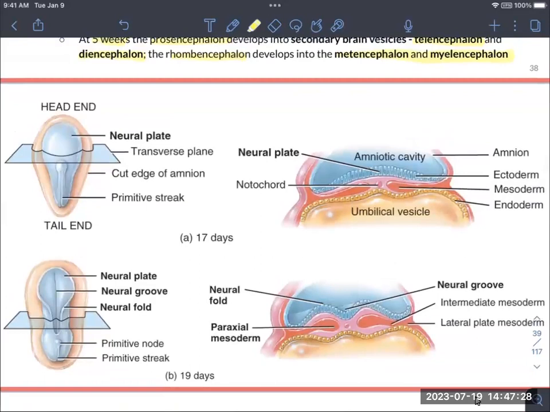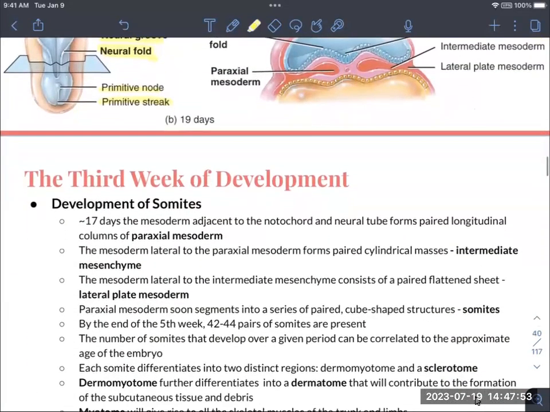So we're starting to see this. Start with this neural plate. We go to that neural plate, neural groove, neural fold. Then you see that primitive streak, primitive node. We're starting to see that ectoderm, mesoderm, endoderm. Starting to see all of these different features starting to develop.